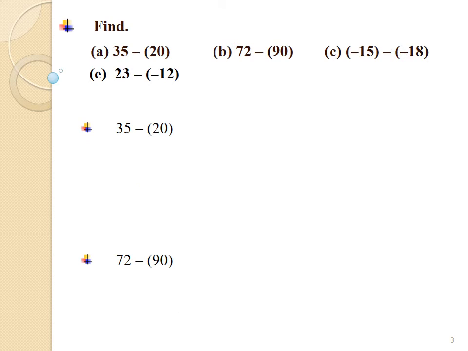Now, exercise 6.3, question number 1. Find sum A, 35 minus 20. Students, in this sum, we have to subtract the integer, as after the integer 35, subtraction sign is given. Students, note that 20 is a positive integer and not a negative integer.